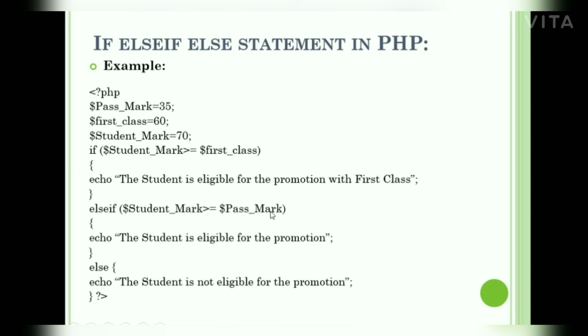If it is greater than or equal to the pass mark, that is 35, we have to display the student is eligible for promotion. Otherwise, the student is not eligible for promotion. So here we have an else within another if. Like that, if else can be embedded within another.